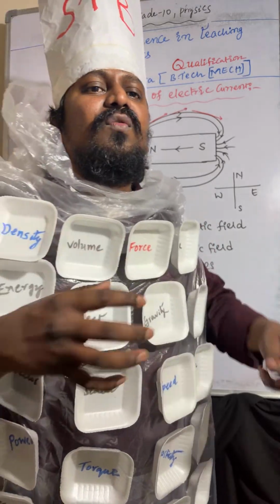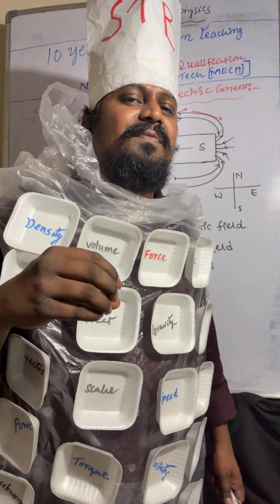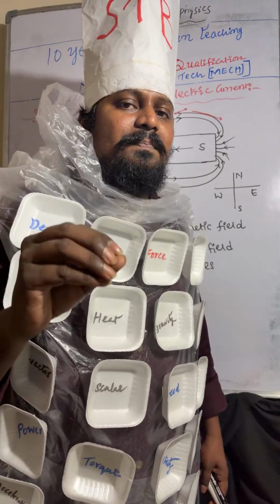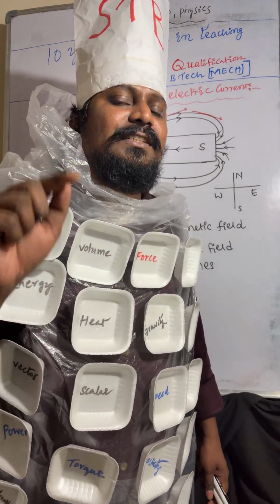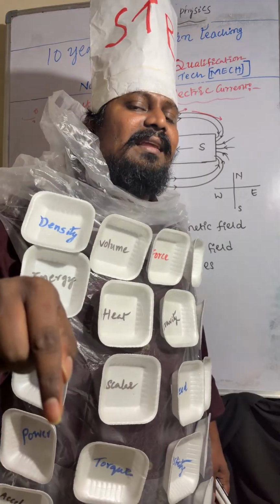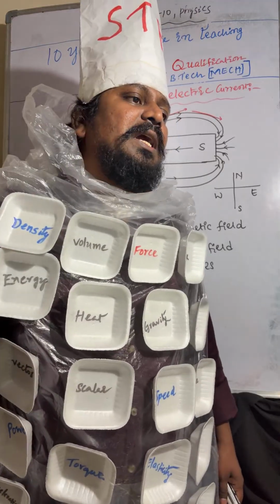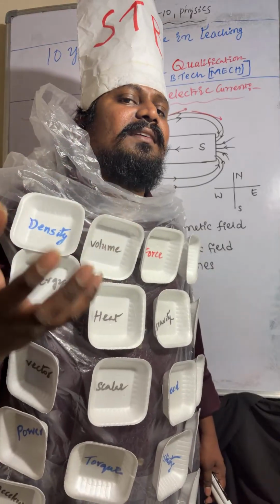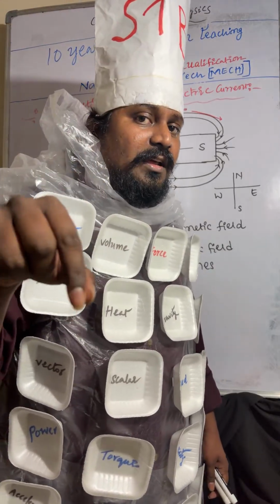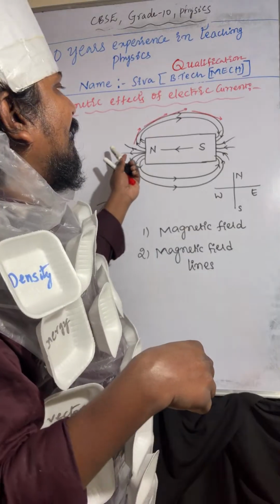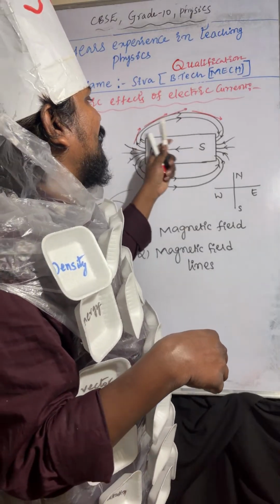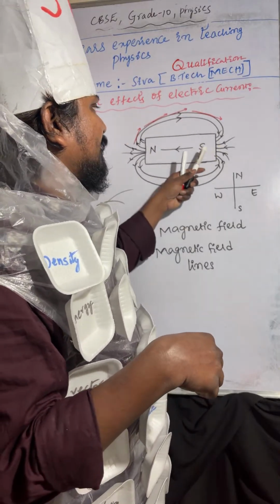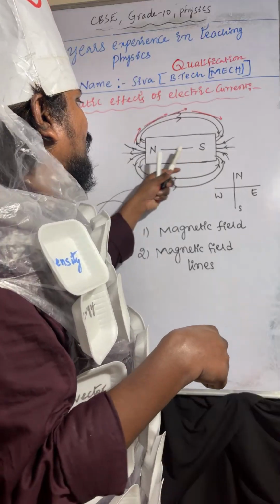So wherever you want to identify the magnetic field, just draw the tangent to the magnetic field line, and along that direction you can get the magnetic field at that particular point. Overall, outside of the bar magnet, the magnetic field is north to south. Inside the bar magnet, it is south to north.